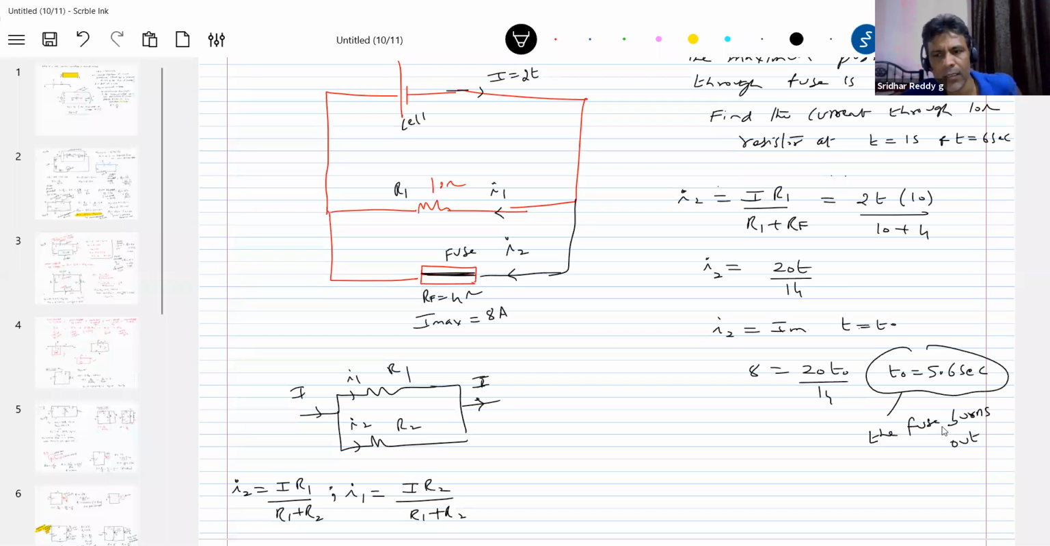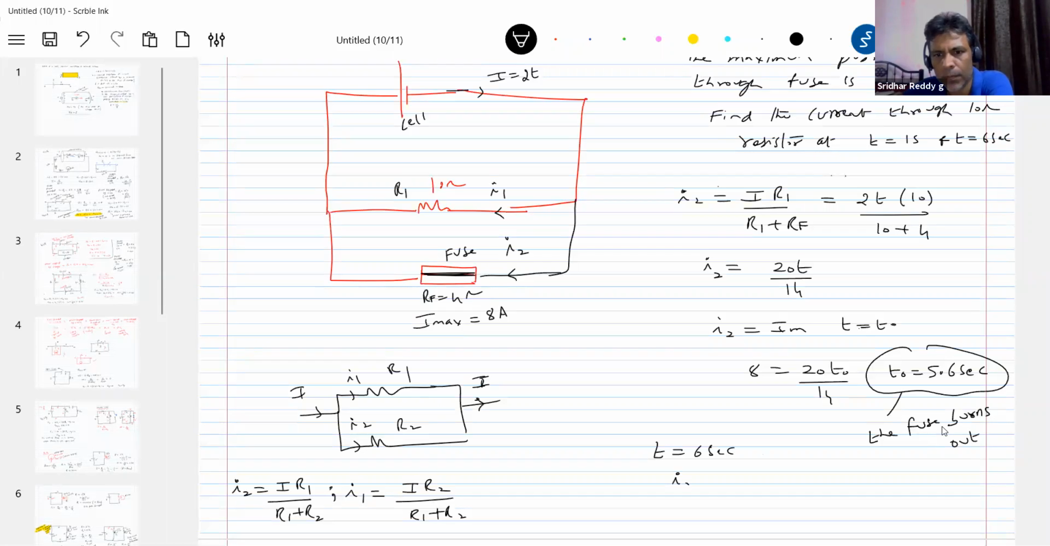It's now asking to find the current through the 10 ohm resistor at t equal to 1 second. At t equal to 6 seconds, what actually happens? At t equal to 6 seconds, t will be greater than T naught, so the fuse will burn out. If the fuse burns out, what condition will arise? Open circuit, then all the current will flow through only the 10 ohm. So I'll start with the problem first. At t equal to 6 seconds, the fuse will burn out.